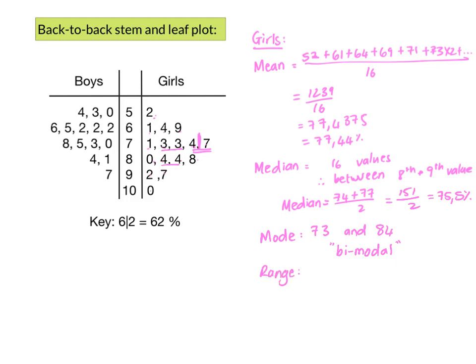My range will be the largest value minus the smallest value. My largest value is 100. My smallest value is 52. And so my range is 48%. Let's look at the boys.